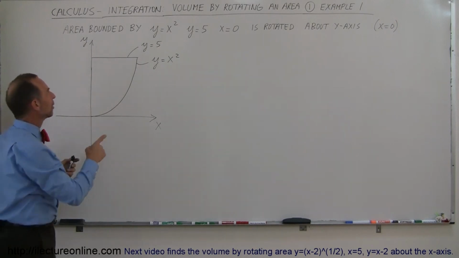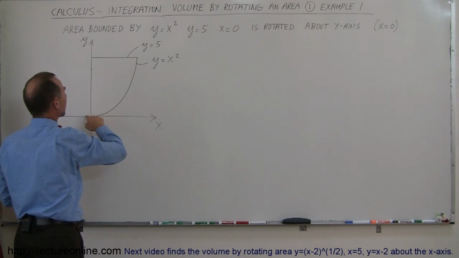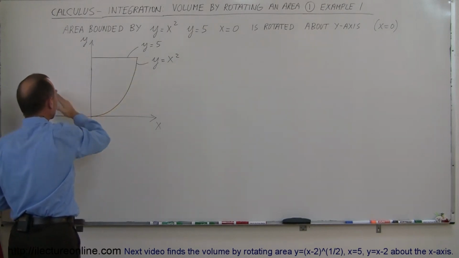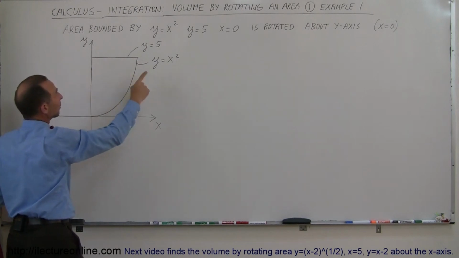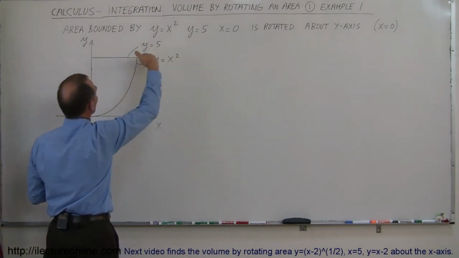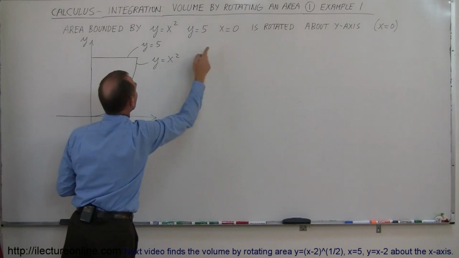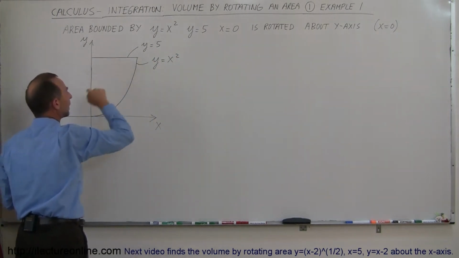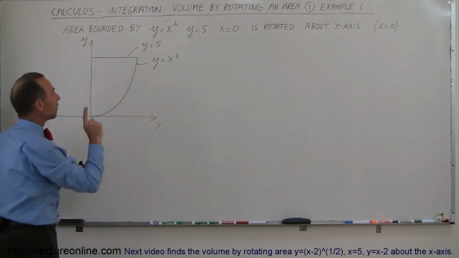So here we have an area that's bounded by the equation y equals x squared, which is a parabola. We did not draw this part of the parabola because we're also bounded by the line y equals 5, which is this line right here, and the line x equals 0, which is the y-axis. So it's this area right here, and we're going to rotate that area about the y-axis.